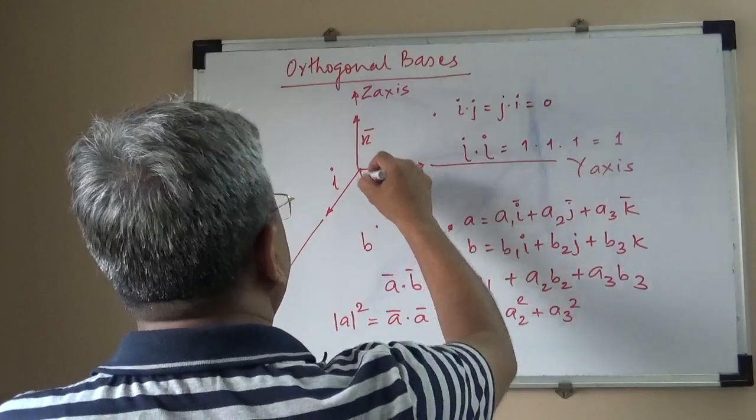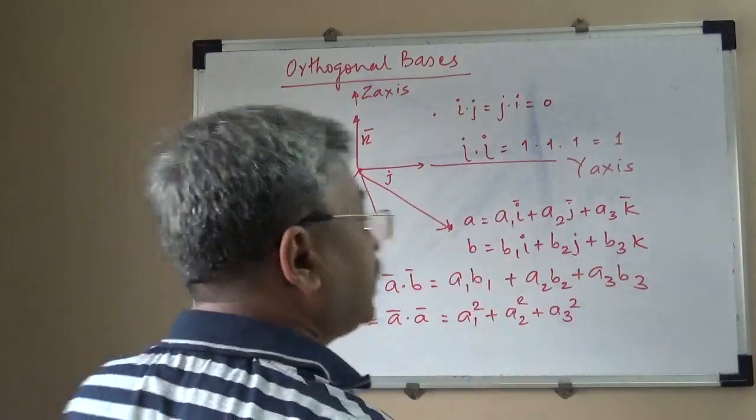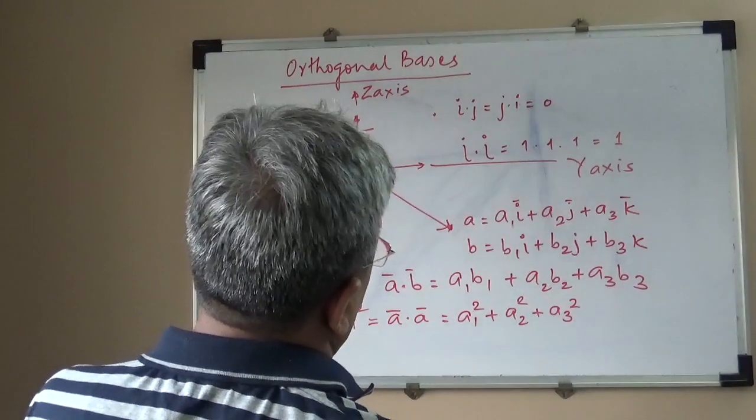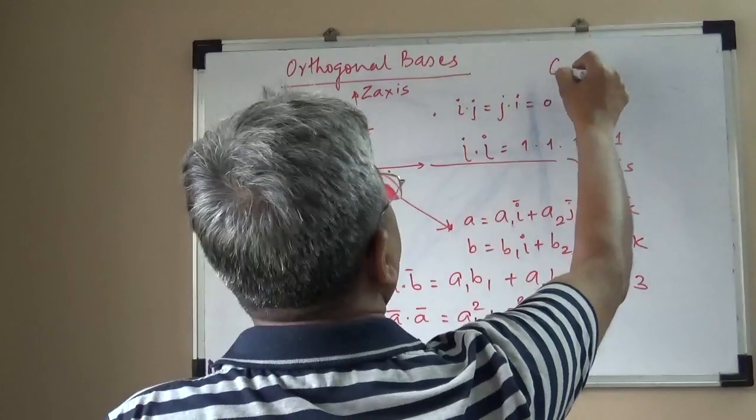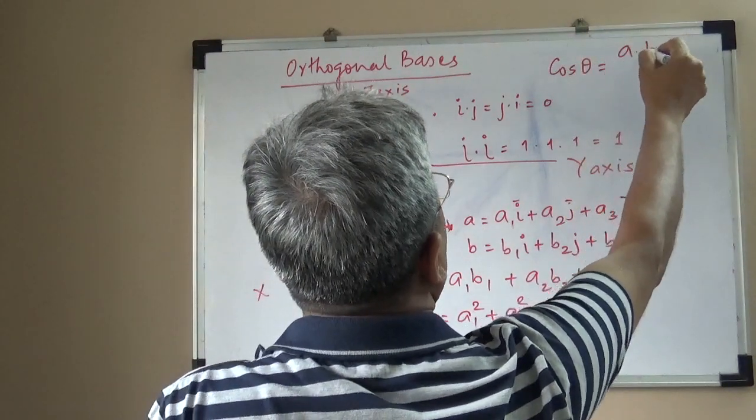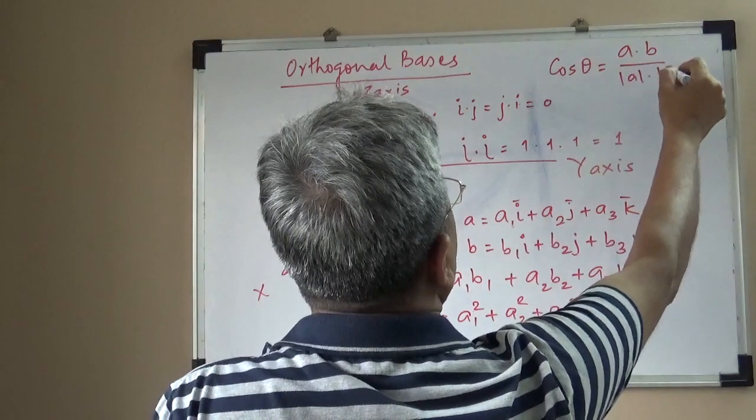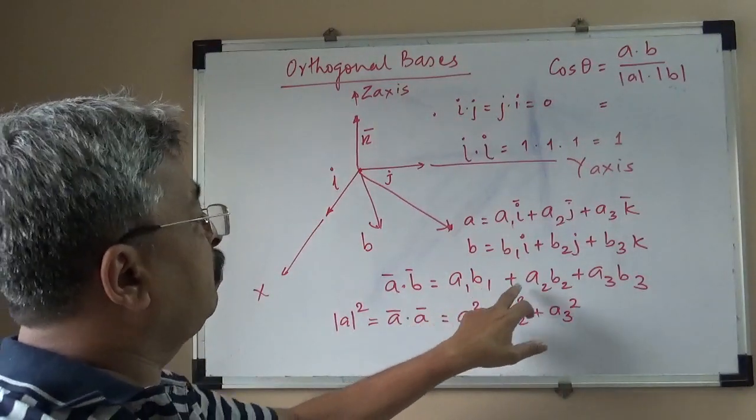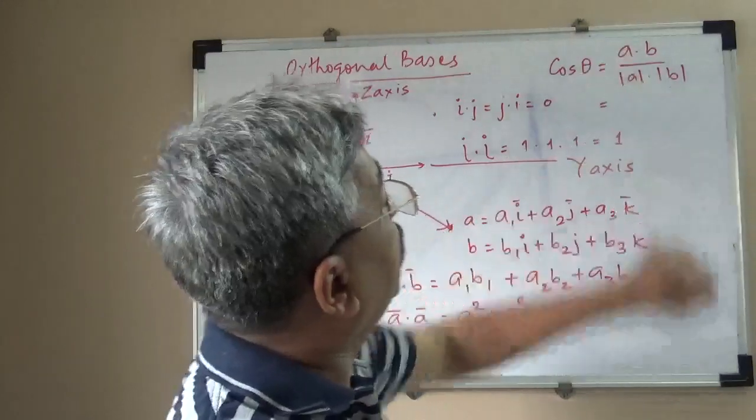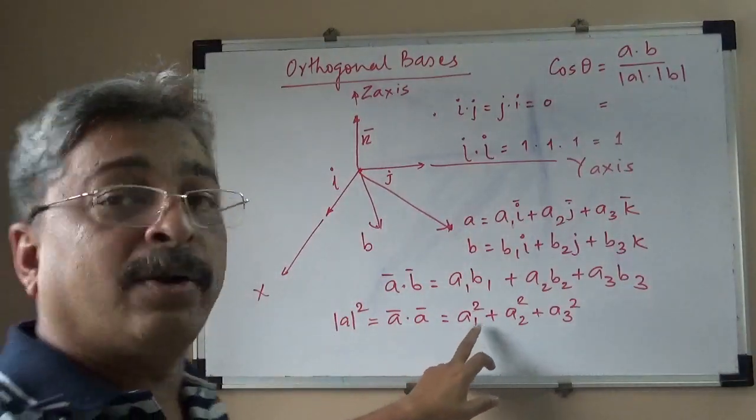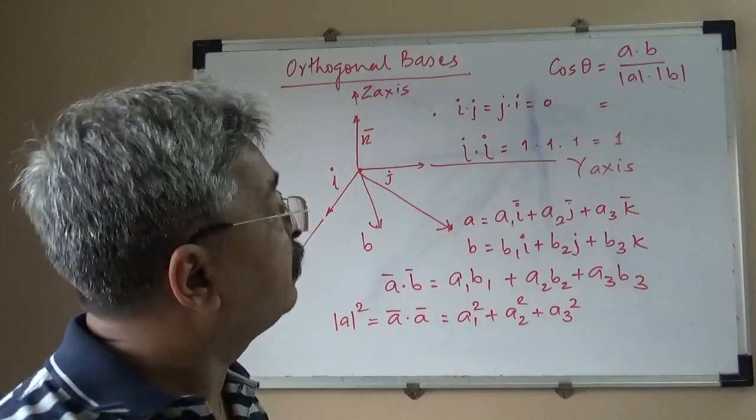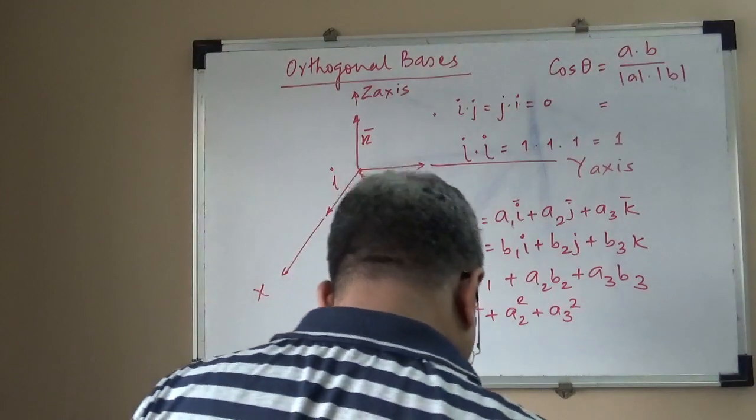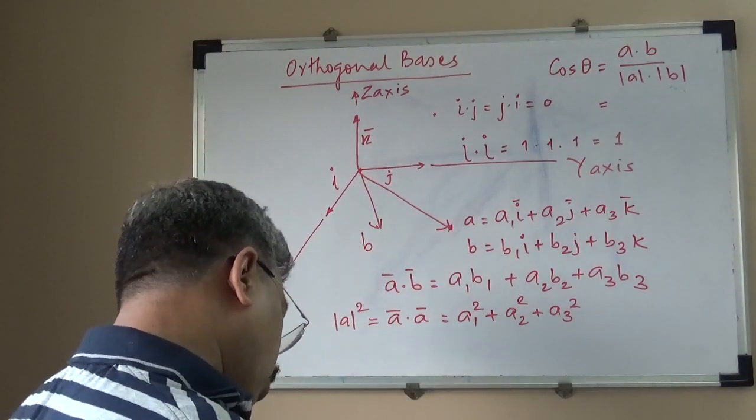the angle between vector A and B. Suppose this is vector B and this is vector A. What is the angle between vector A and B? Again, it is going to be simple, because now we know everything. Cos theta is equal to A dot B upon the absolute value of A into the absolute value of B, and now we know A dot B is A1 B1 plus A2 B2 plus A3 B3, that goes in the numerator, and the square root of A1 square plus A2 square plus A3 square gets into the denominator, and similarly the square root of B1 square plus B2 square plus B3 square goes into the denominator.